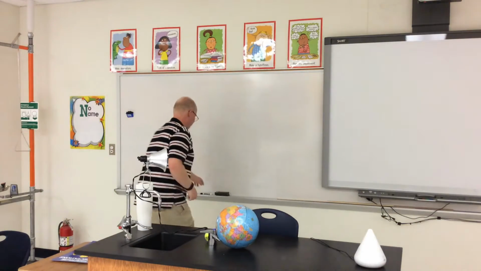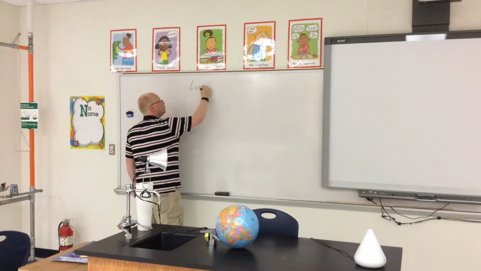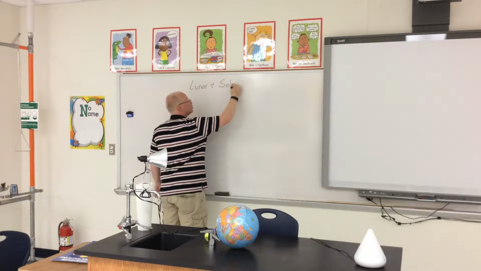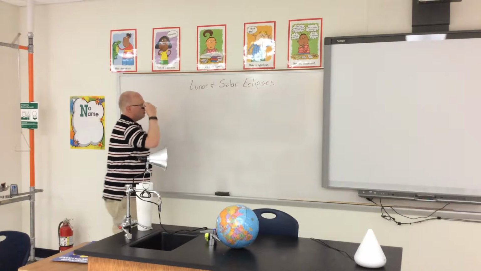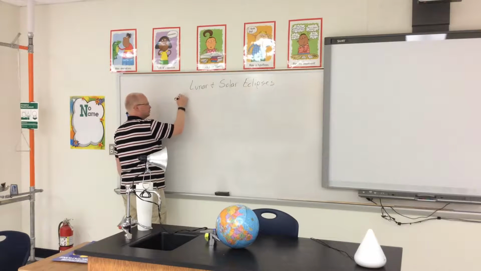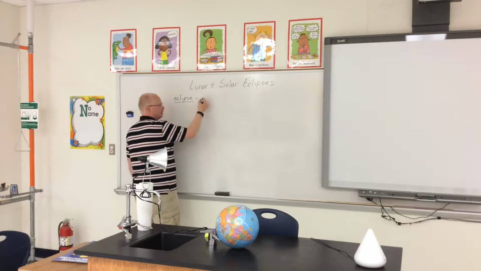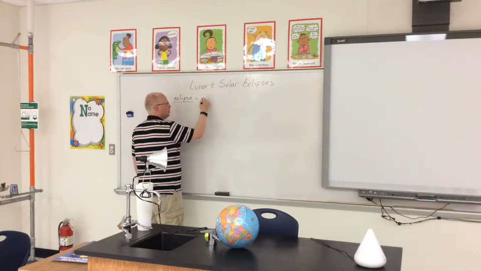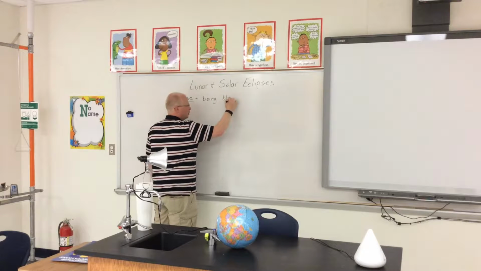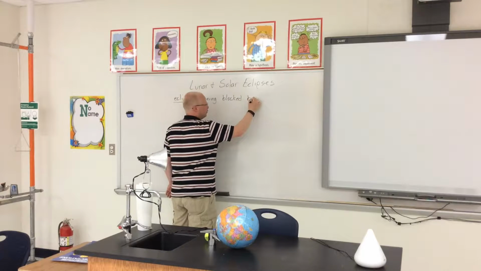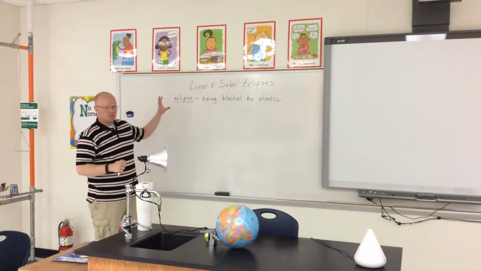Bam, magic, lights on. Okay. Let's title this Lunar and Solar Eclipses. Now, we're not going to get super technical here, but the word eclipse basically means that something is being cast into shadow. So it's being blocked, something is being blocked from view by shadow. Again, not a super technical definition, but that's the gist.